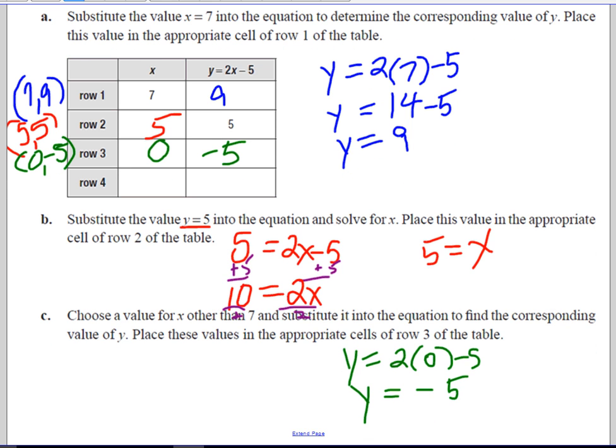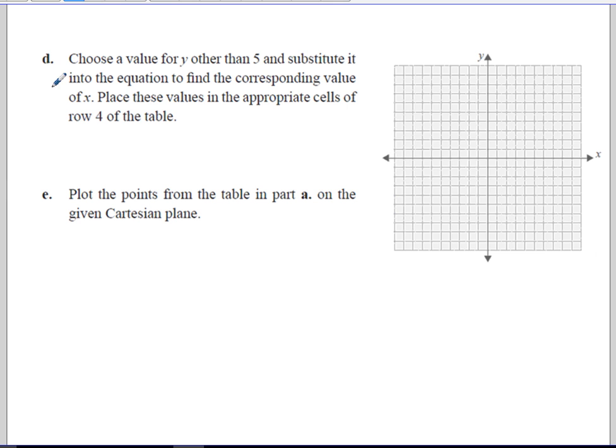And then we're going to do a fourth point. This time it picks a y value, and it doesn't want us to use 5. And so when we do this problem, there's times where you pick a number and it can give you a fraction. That's fine. If we picked 0 for y, we would get a fraction answer. And again, that's fine, but sometimes we don't like working with fractions, so I picked one that I know will give us an easy number. And so I picked y equals 1.